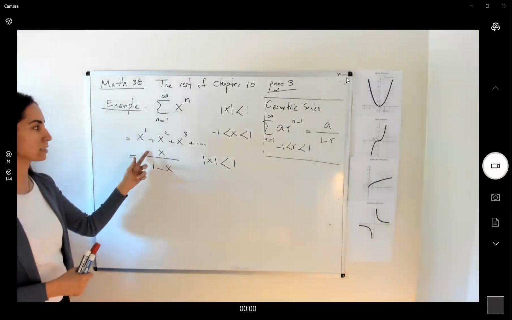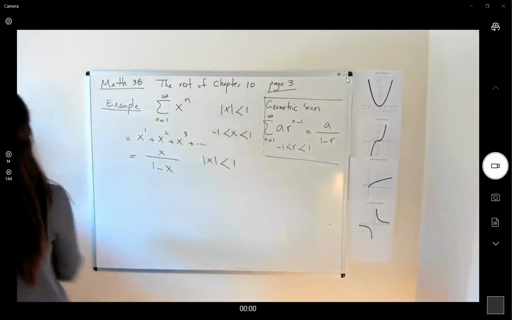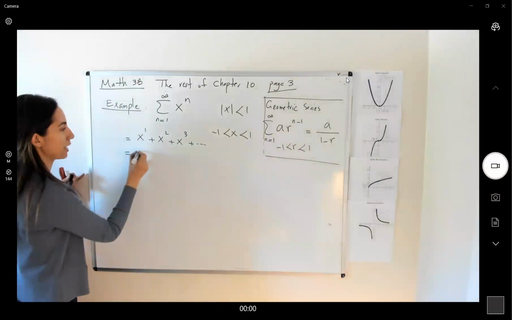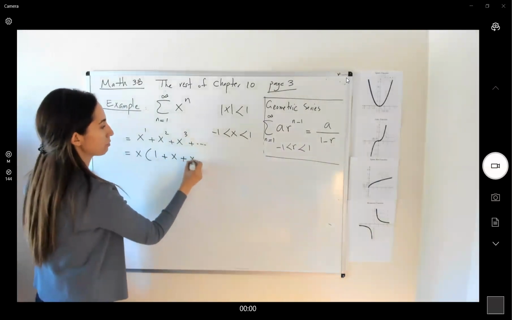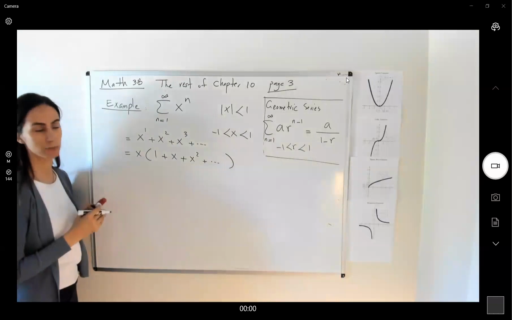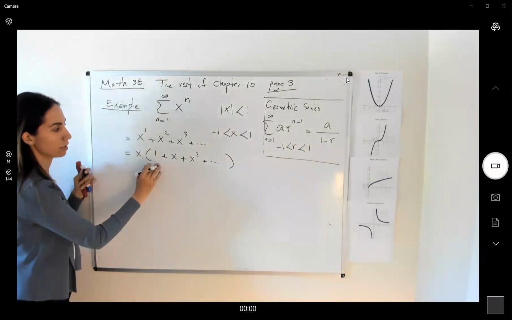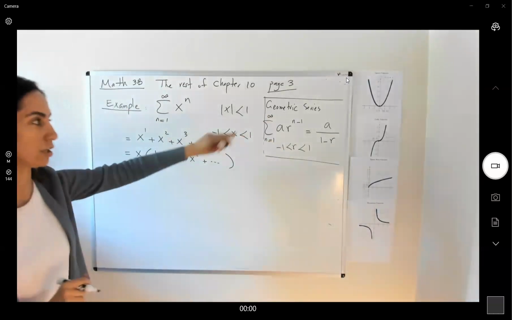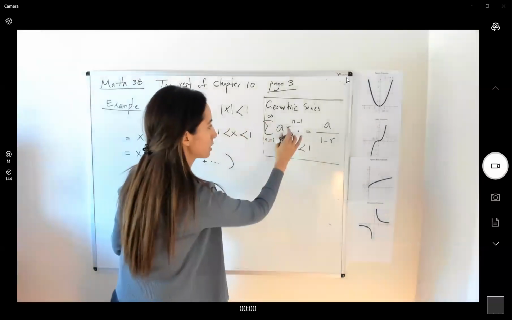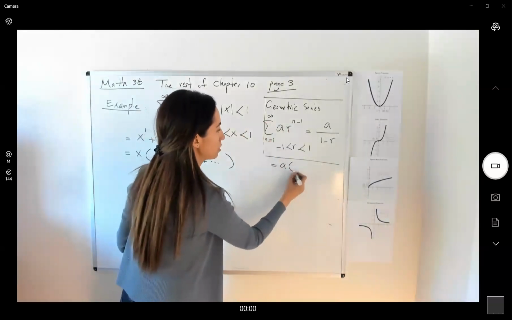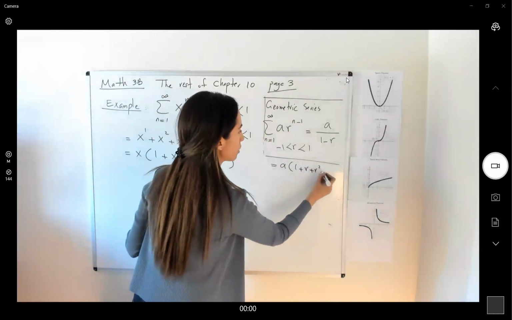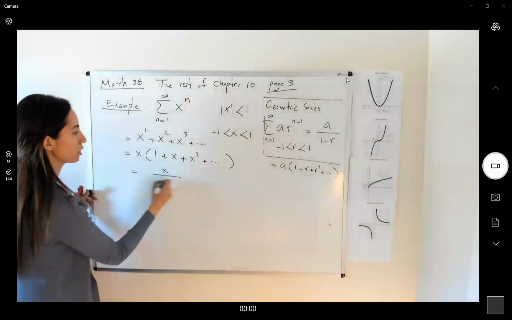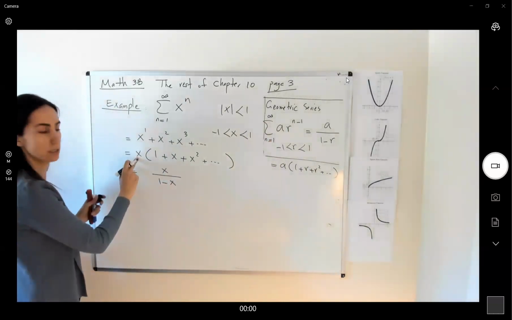So I expect you to ask, what happened to the rest of it? Take a look at this. If you factor out x, you get 1 plus x squared plus the rest of the terms. So this guy is actually the format of your geometric series. If you forget about a, and list some of the terms here, you have a times 1 plus r squared plus the rest. So this is going to be x divided by 1 minus x. A is just x.